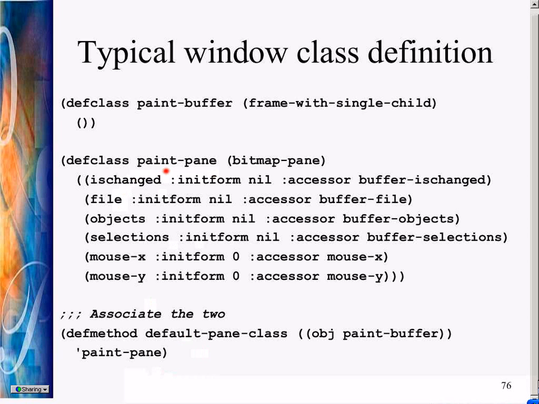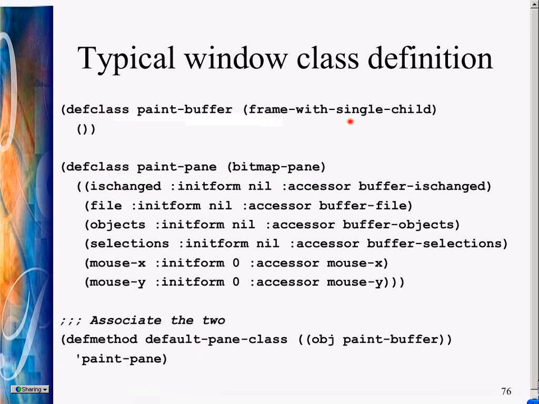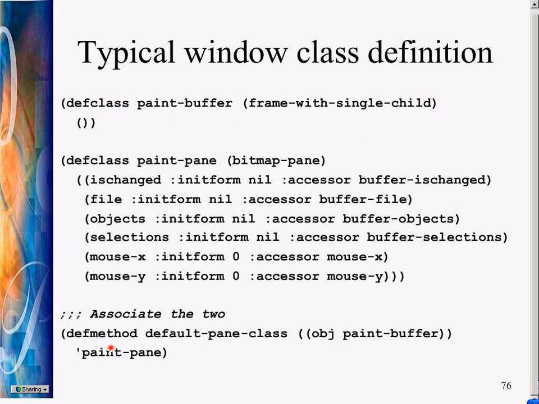But the thing you always start out with is your own class. So we have a paint buffer, and that's a subclass of frame with single child. The general window with a title bar and a frame and a border is a frame with single child. Its single child is called the pane, and that's where the data goes. So you always define a subclass of frame with single child, and then a subclass of bitmap pane, and then you associate the two with the default pane class method applied to your paint buffer is the paint pane.